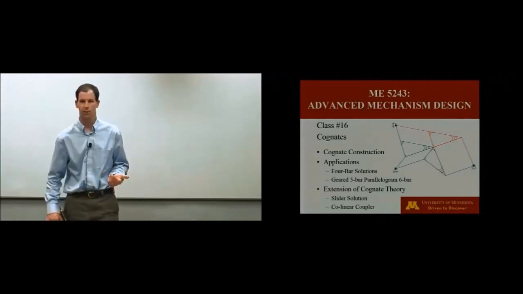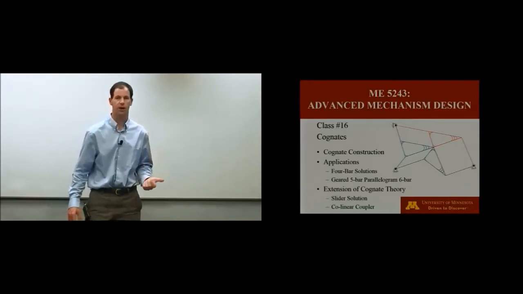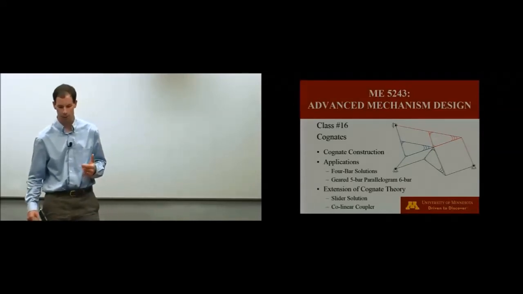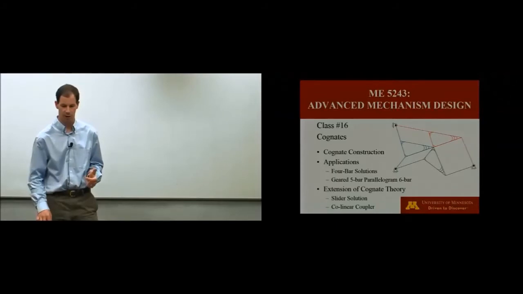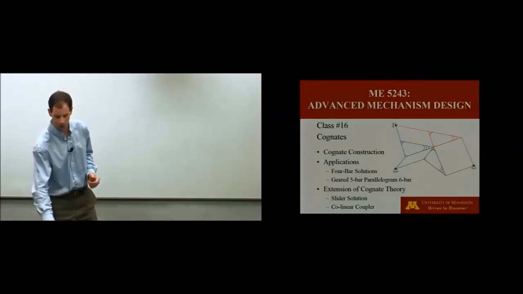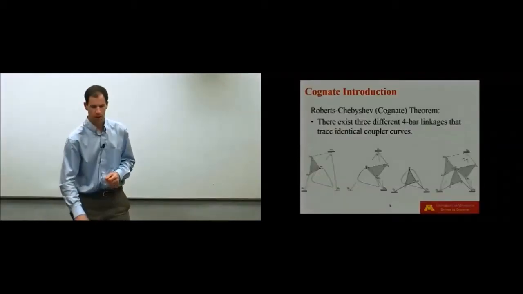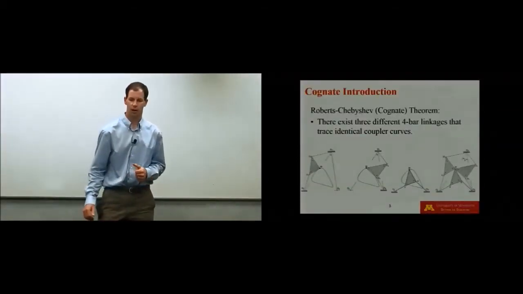So first of all, I'll talk about the construction of this, talk about some applications to both 4-bars and geared 5-bars and 6-bars, how we can make a parallelogram or a parallel motion mechanism. And then we'll talk about some extensions of this to sliders and some other situations that are a little tricky to deal with. Okay, so a quick introduction to cognates.